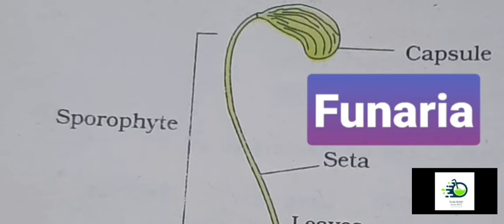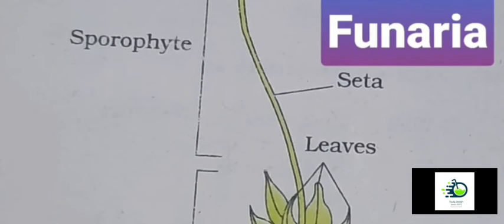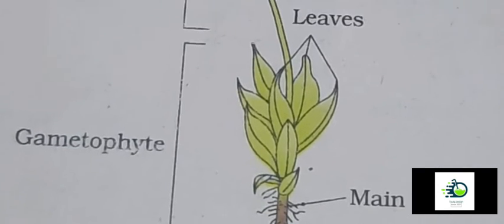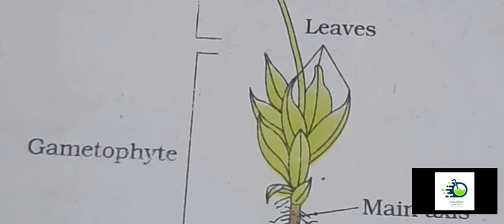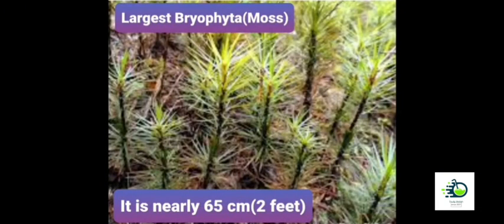In the sporophyte stage, there are three parts: the capsule, the seta, and the foot. In the gametophyte stage, there are leaves, the main axis and rhizoids. The foot is covered by leaves. The largest bryophyte is a moss, nearly 65 centimeters, about 2 feet, and its name is the moss Dawsonia.